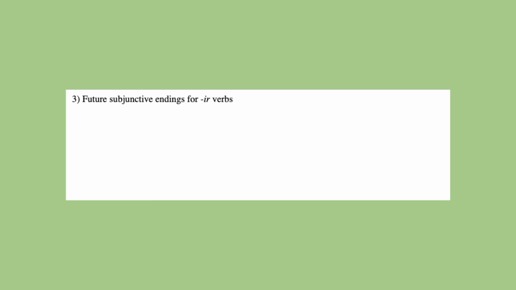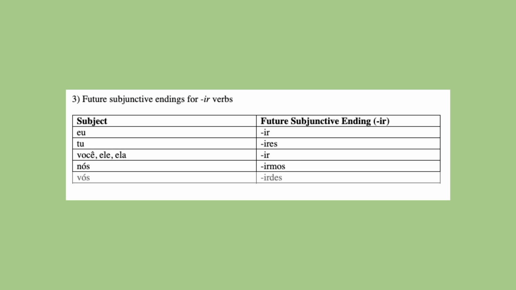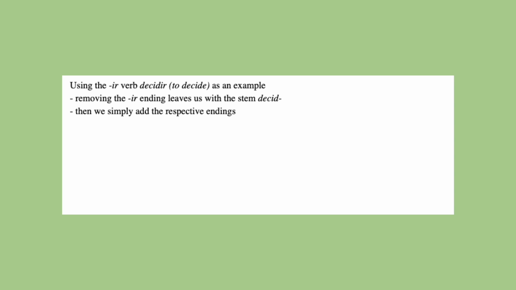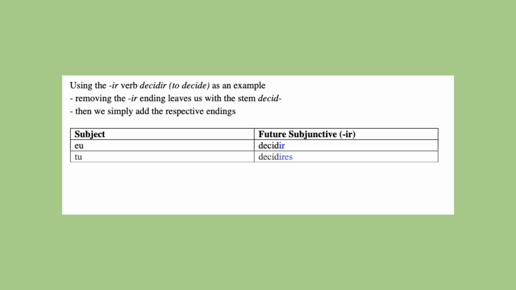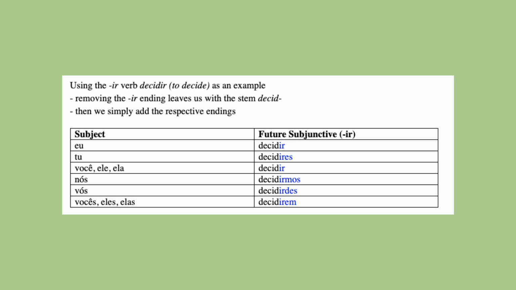The future subjunctive endings for IR verbs: ir, ires, ir, irmos, irges, irem. Decidir is a regular verb, so we just have to remove the IR ending to obtain the future subjunctive stem decid, and to this we add the future subjunctive endings: decidir, decidires, decidir, decidirmos, decidirges, decidirem.